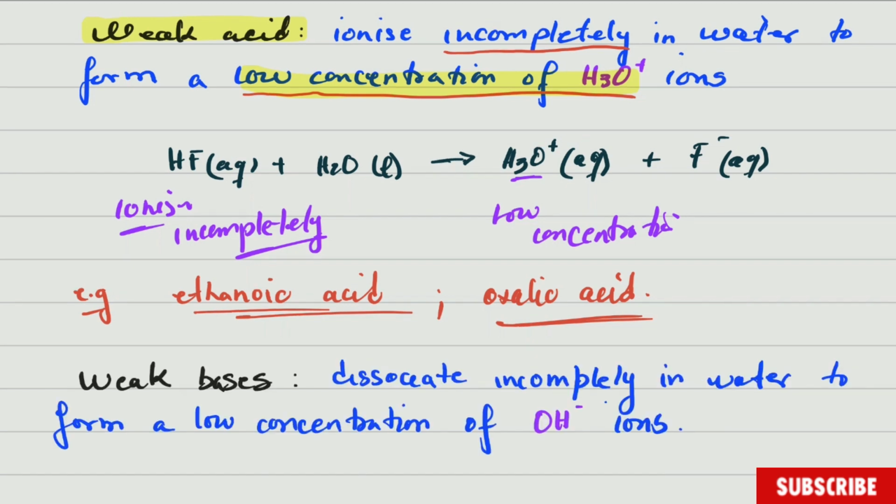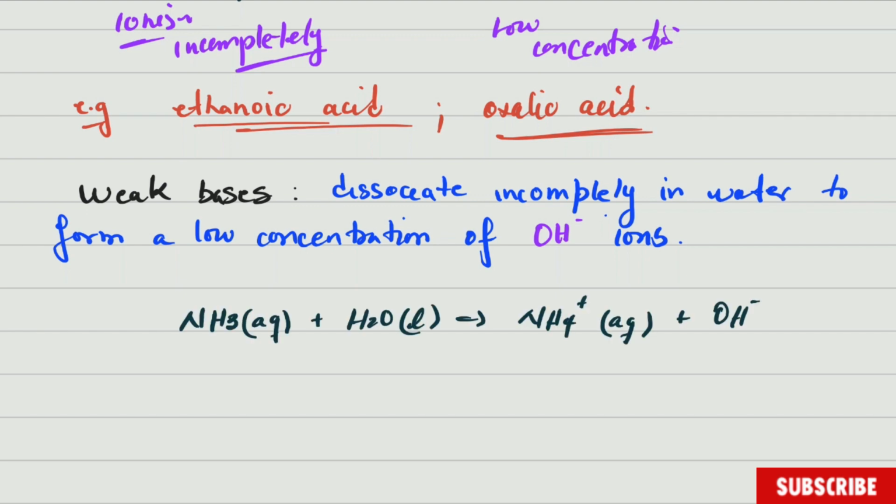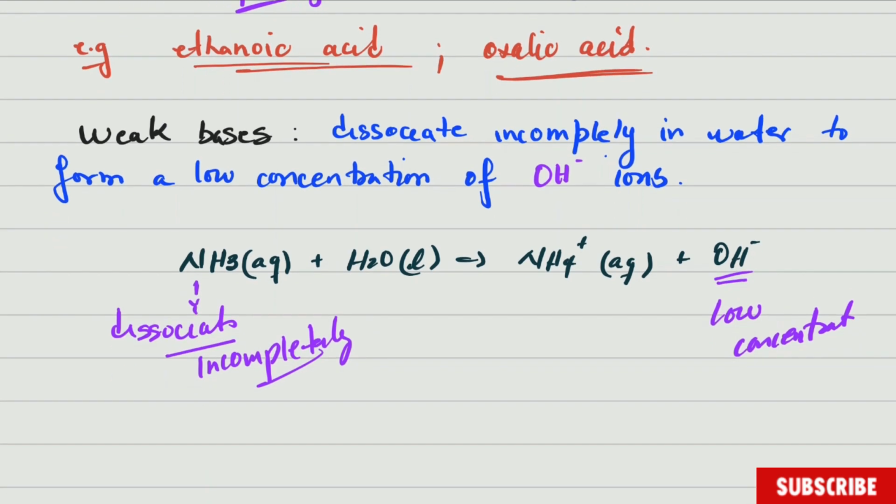A weak base dissociates incompletely in water to form a low concentration of OH ions. So, for example, here is ammonia dissociating in water. The concentration of OH is low. That is why it is a low concentration, and this one dissociates incompletely. That is why ammonia is an example of a weak base.